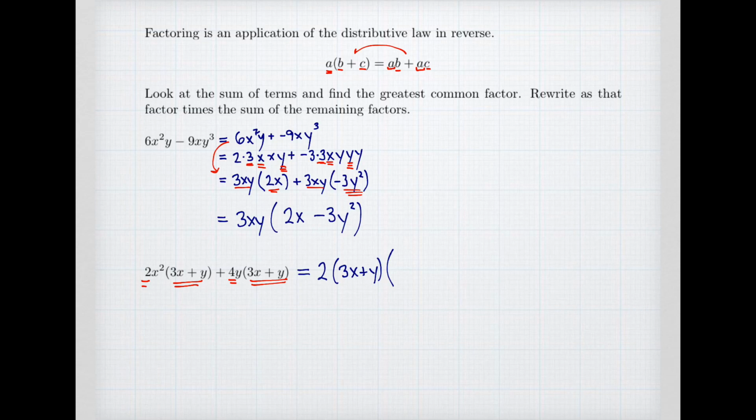From that first term, I was left with x squared. And for my second term, I've taken the 3x plus y, I've taken 2, leaving another 2, so we have plus 2y. And that would be the factored version where we've pulled out some common factors.